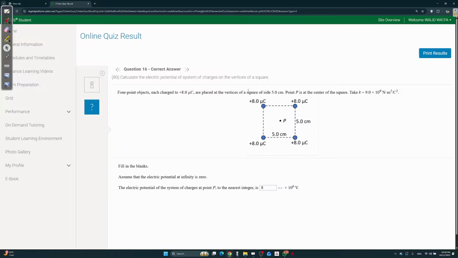Anyway, 4 point objects, each charged to 8 microcoulombs, are placed at the vertices. Basically, you have a couple of charges around 1 point, and they're asking you to find the electric potential. Again, I want to stress on electric potential. They didn't say electric potential energy, they said only electric potential. When you say electric potential, that means you're saying V. Okay? V, you have a lot of charges. What formula do we use?